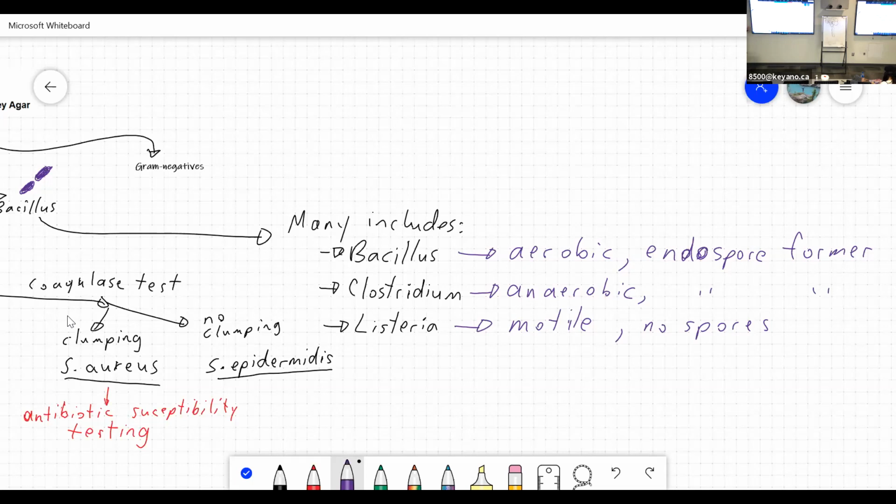Okay, so that's it for the gram positives. Hopefully everyone kind of got that. Like I said, I'll put up hopefully a little bit of a cleaner version on Moodle, and I'll go to the gram negatives in a second.